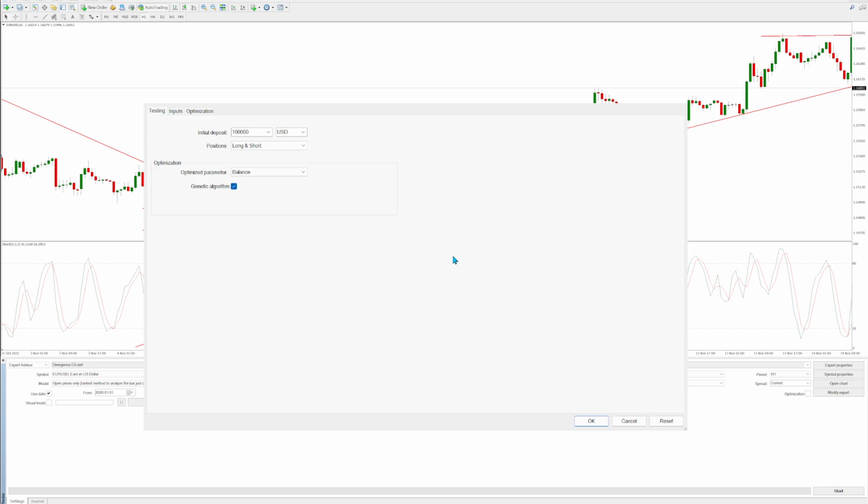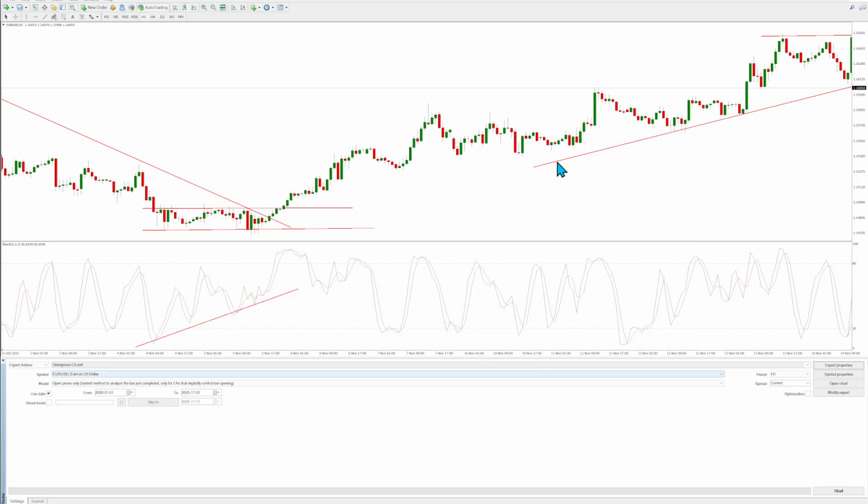I just feel the strategy tester does a good job of throwing away results it deems would not produce desirable results, and it's a lot faster. So we click OK. Then we choose our symbol. So we've got the euro dollar. You can use this EA on any trading instruments, so forex, stocks, commodities, cryptos, indices, etc.